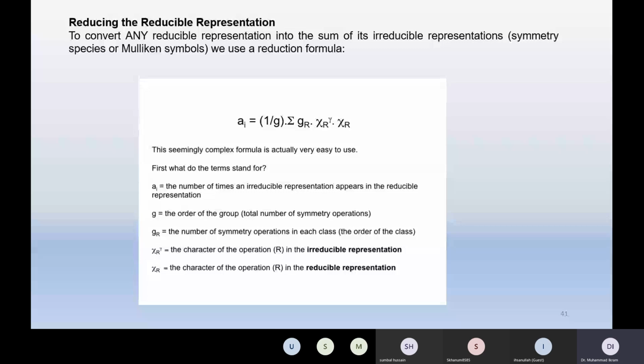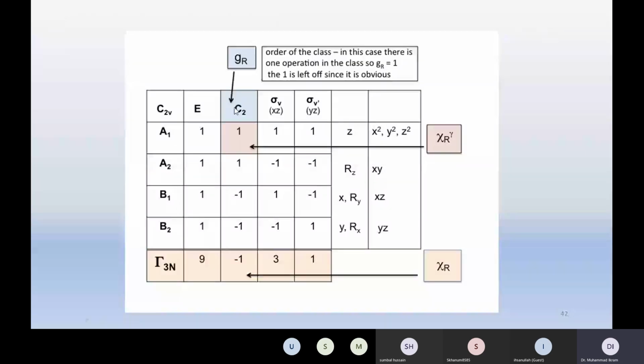g_R is the number of symmetry operations in each class. ठीक है, the order of the class. ये हम किसी भी क्लास के लिए जो ऑर्डर होता है वो उसको कहते हैं. And chi_R (gamma) is the character of the operation in the irreducible representation and chi_R is the character of the operation in the reducible representation. ये आपको मैं character table में शो करता हूँ तो आपको समझ आ जाएगी. g_R जो है ये आपके पास इधर किसी भी रिप्रेजेंटेशन के साथ कोई नंबर होता है. सो दिस इज रिप्रेजेंटिंग g_R. सो अगर ये C2 के लिए हम लेते हैं तो इसके लिए 1 है. E के लिए हम लेते हैं तो इसके लिए 1 है. सिग्मा V के लिए लेते हैं तो दिस इज 1.